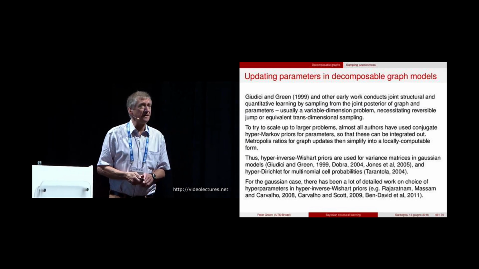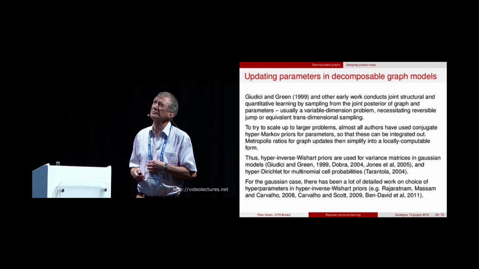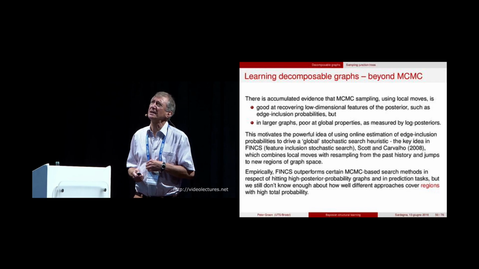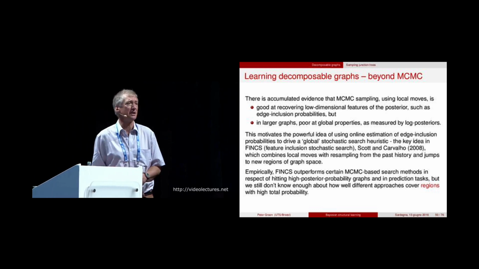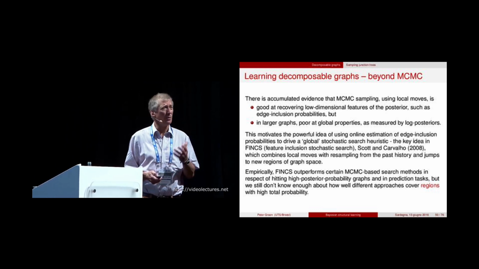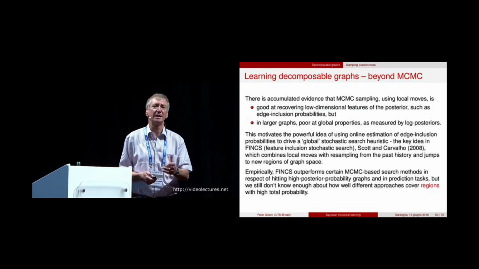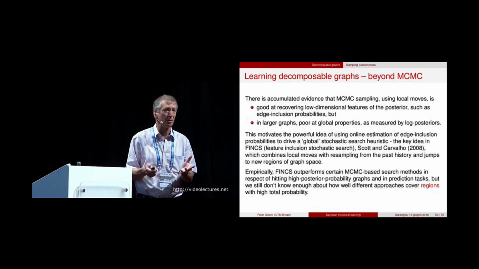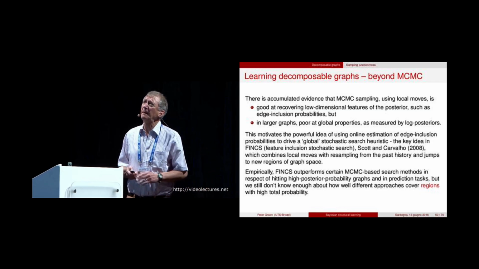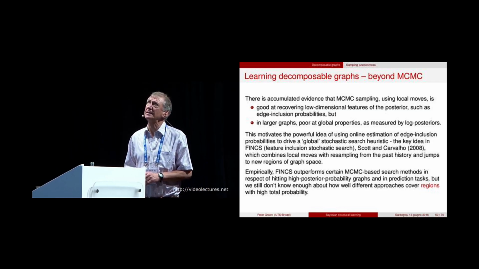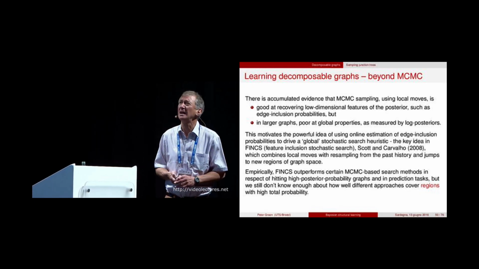But they only go so far, and it's still true that we can only deal with quite moderate graphs here. So there's accumulated evidence that MCMC, using local moves, is good at recovering low-dimensional features, such as edge inclusion probabilities. We can be fairly confident in the estimated values of the posterior probability of a particular edge being present, for example, or small probabilities of small combinations of particular edges. These kind of models in larger graphs are poor at recovering global properties because of really severe mixing problems.